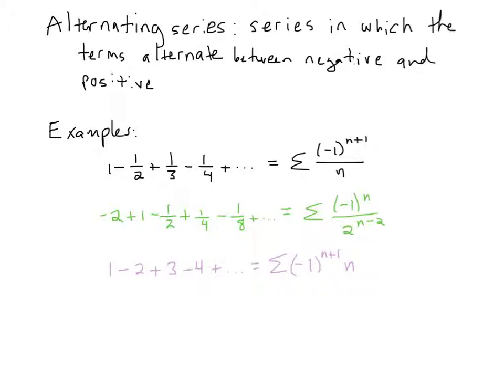In this video, we will learn about the alternating series test. First, an alternating series is just a series in which the terms alternate between negative and positive. So here are three examples of what that might look like.